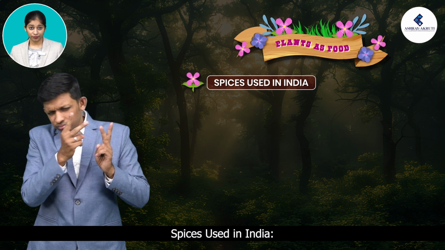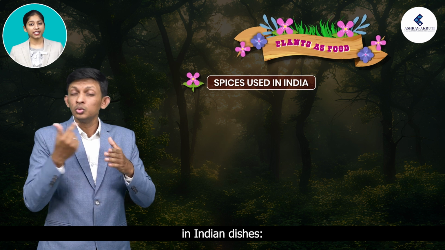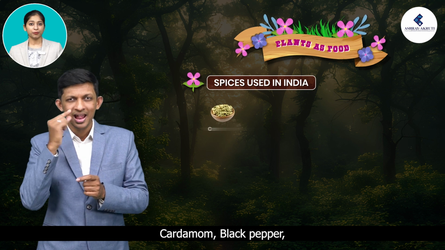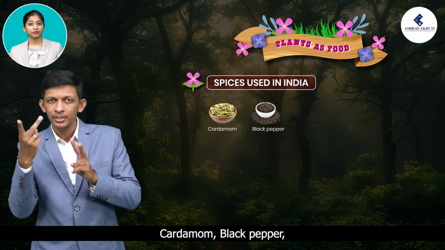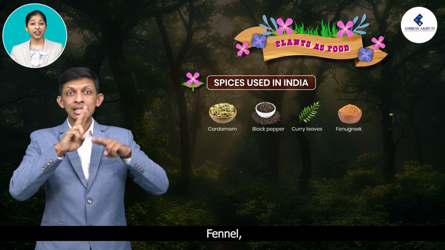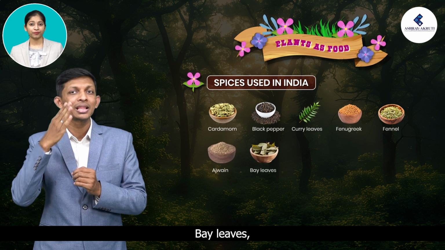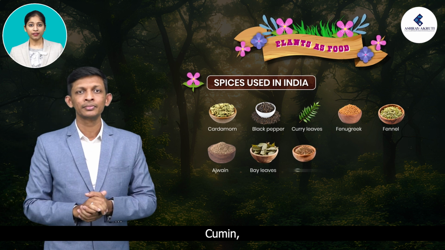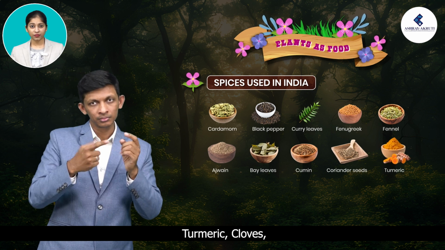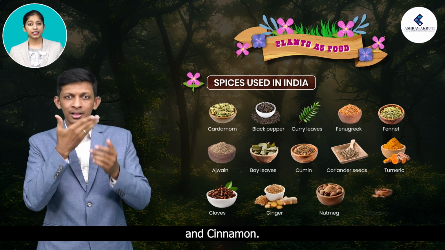Spices used in India. The following spices are commonly used in Indian dishes: cardamom, black pepper, curry leaves, fenugreek, fennel, ajwain, bay leaves, cumin, coriander seeds, turmeric, cloves, ginger, nutmeg, and cinnamon.